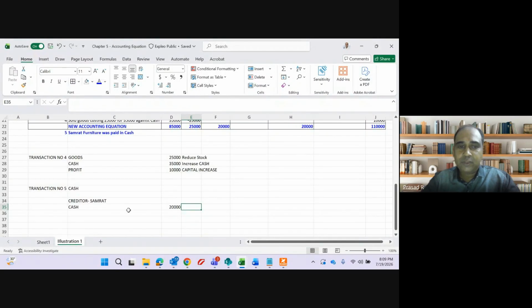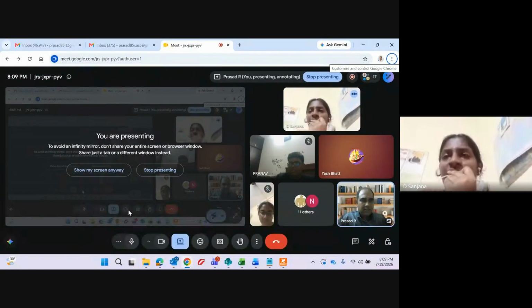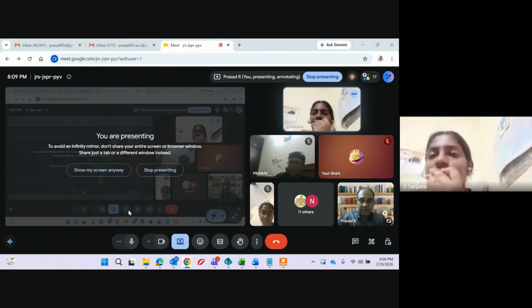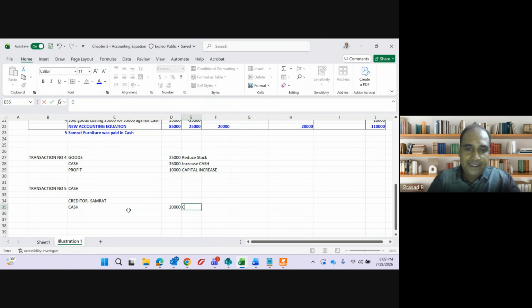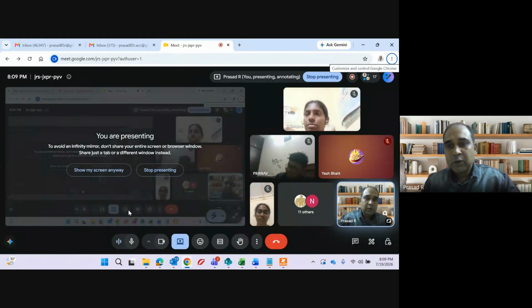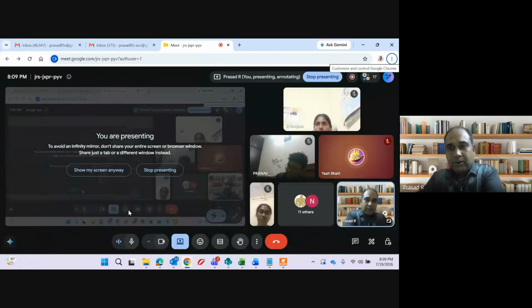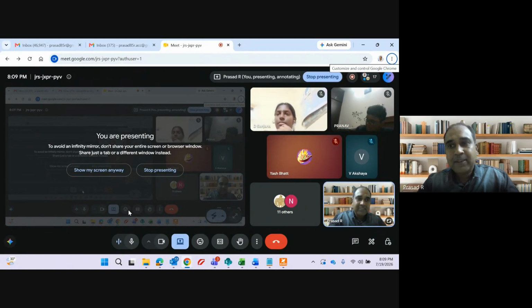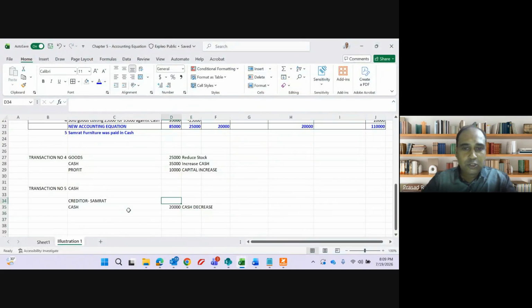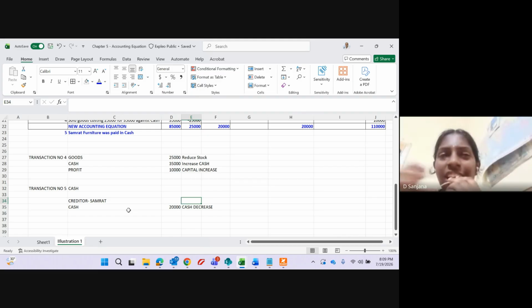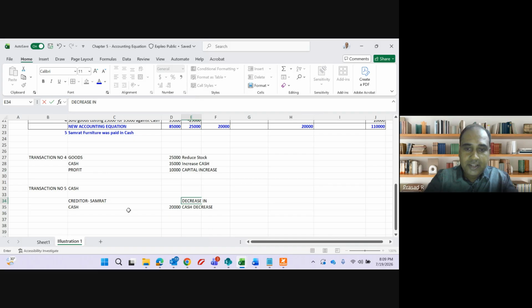Cash will increase or decrease when I pay to Samrat? Decrease, sir. Cash will decrease. What will happen to my liability? Once I pay Samrat, Samrat will not ask me again. So my liability also will decrease. Decrease in liability. How much?